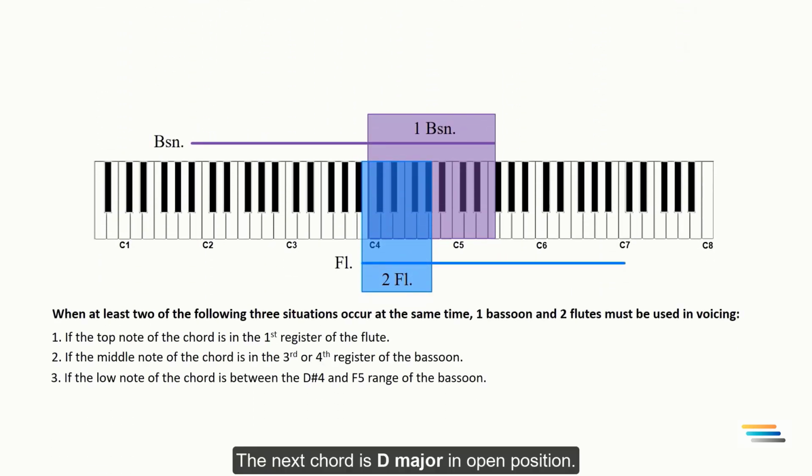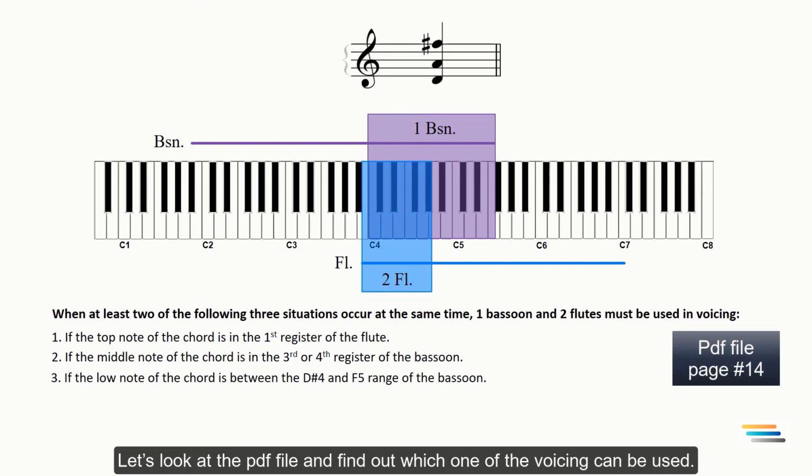The next chord is D major in open position. Let's look at the PDF file and find out which one of the voicings can be used. Please write your answer in the comments below the video lecture.